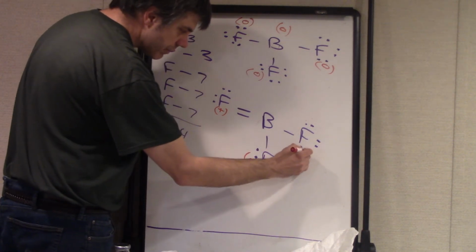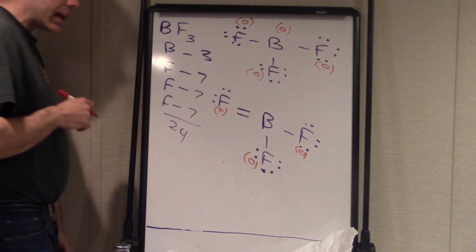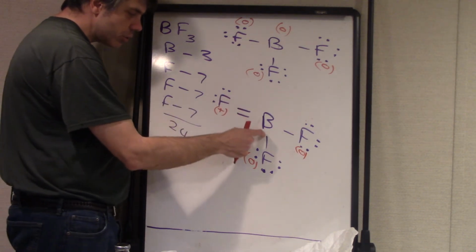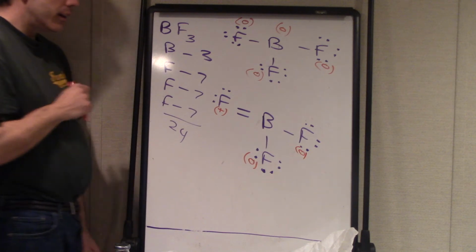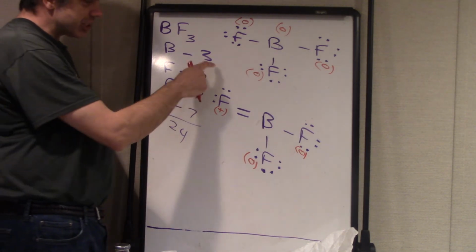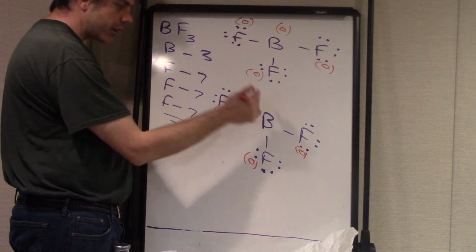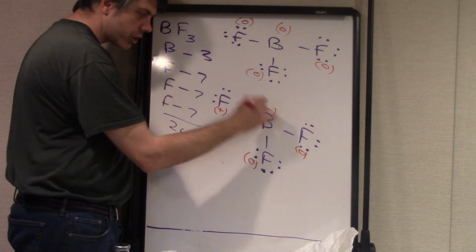for 0. Boron has no lone pairs, but it gets 1 from each of the bonds. 1, 2, 3, 4 formal electrons. Compare that to the 3 valence electrons. 1 more formal electron than valence electron makes for a formal charge of -1.